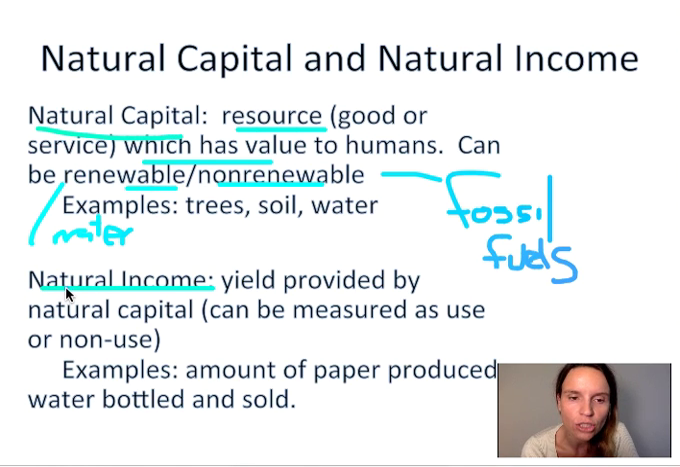One of the things that you can look at in a general way is the natural income, so the yield produced by the capital. And you can talk about use or non-use when you talk about natural income. So if you're looking at a tree, for example, you could look at the amount of paper produced as the natural income from that resource. You could also look at the aesthetic beauty of the tree's existence as a natural income for that resource.